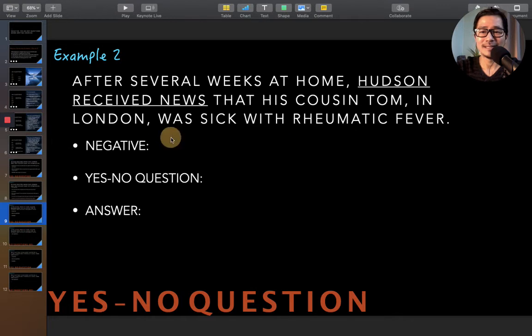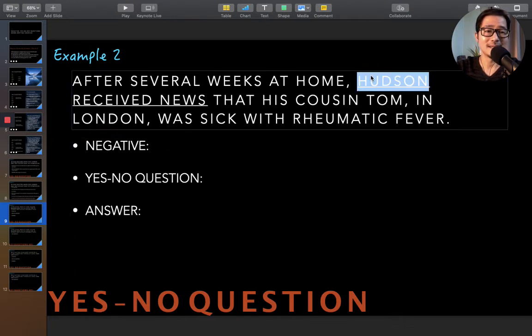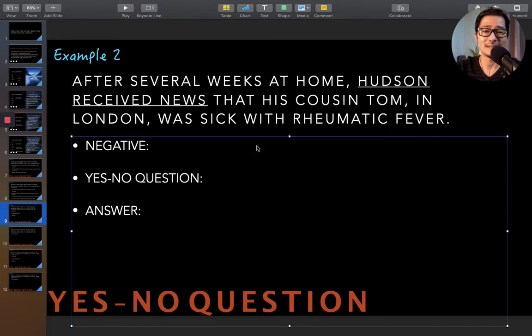Okay, now since we found the main sentence, we can move on to writing the negative. Well, let me try to play around with the sentence. You can also do this, by the way. So what if I want to put the main sentence in the first part of a sentence? Yeah, you can do that. Hudson, what's the verb? Received. That's right. Now, what tense is that? Yeah, of course, it's past tense because this was in the past.